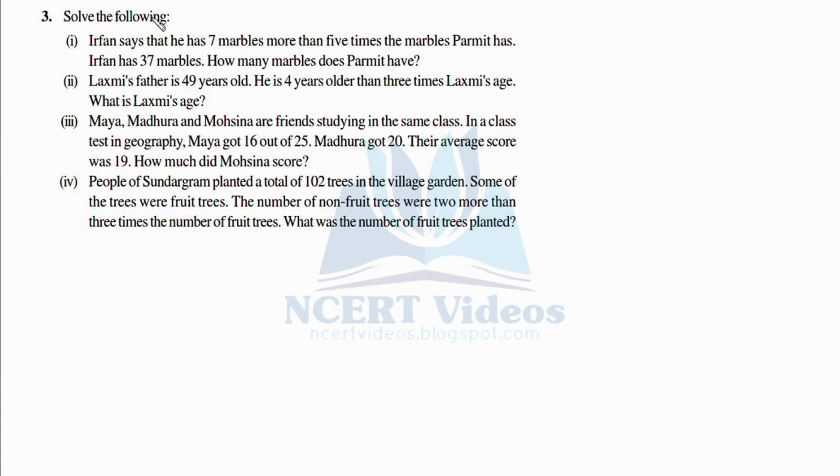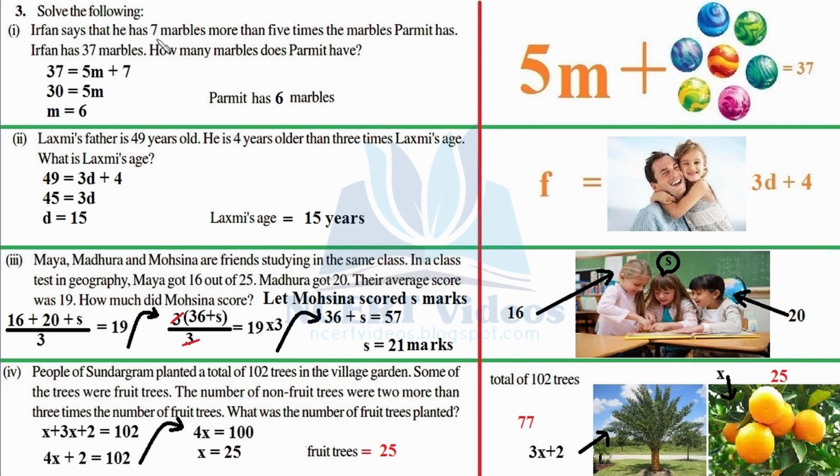Question 3. Solve the following. Irfan says that he has 7 marbles more than 5 times the marbles Parmeet has. Irfan has 37 marbles. How many marbles does Parmeet have? So again, the same thing. We'll have to frame the equations. This we have also done in the previous exercise as well.